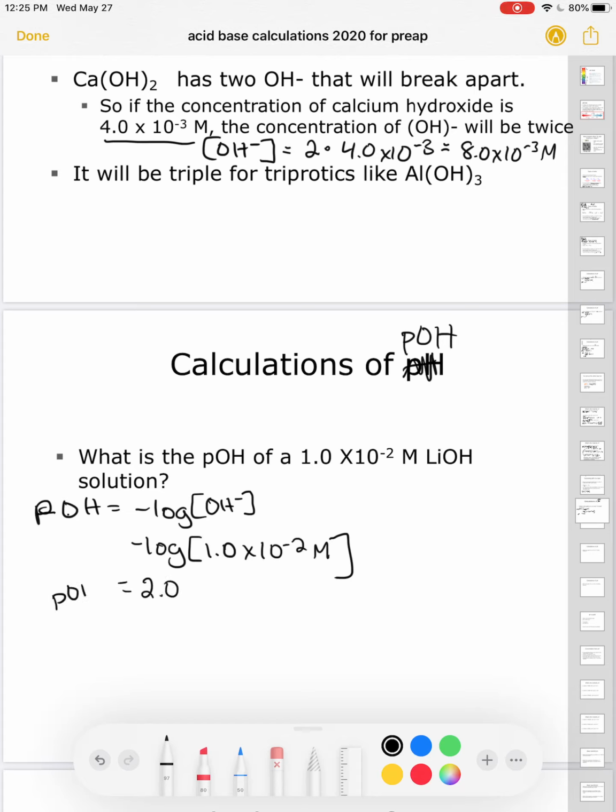That's your pOH though. That's not your pH, because if you're looking at that number, you're like, man, that looks like an acid to me. So one thing I want to point out to you is if you take your pH plus your pOH, you get 14, always. So if you want to talk about this in terms of pH, you would just say, all right, well, then my pH equals 14.0 minus 2.0, which is 12.0.